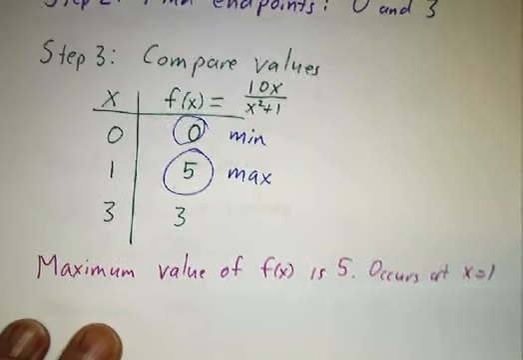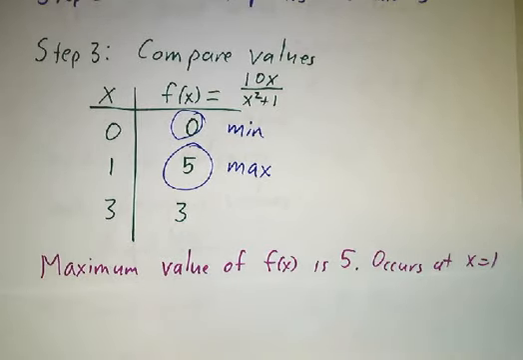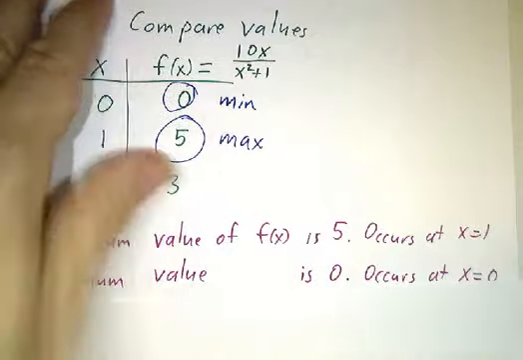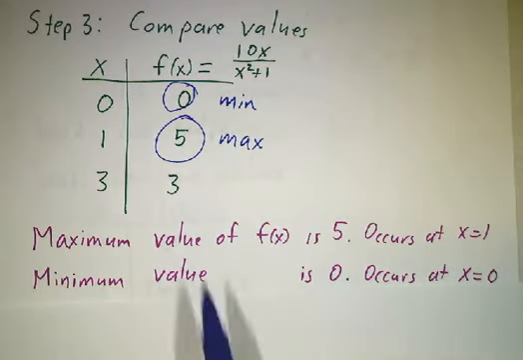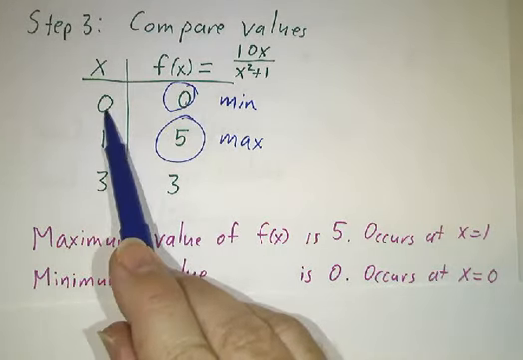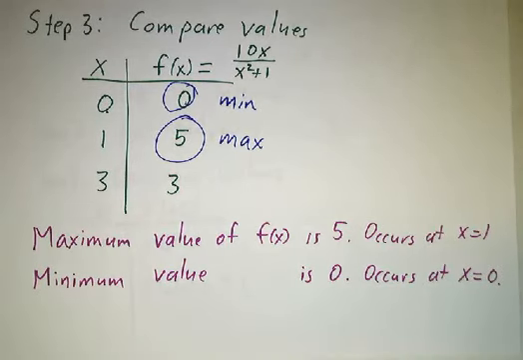Now there's sometimes some confusion in the terminology. When people say, where's the maximum? People might say, oh, the maximum is 1 or the maximum is 5. Be careful about this. The maximum value of the function is 5. It happens at x equals 1. And the minimum value is 0, and it happens at x equals 0. Okay, one more example.